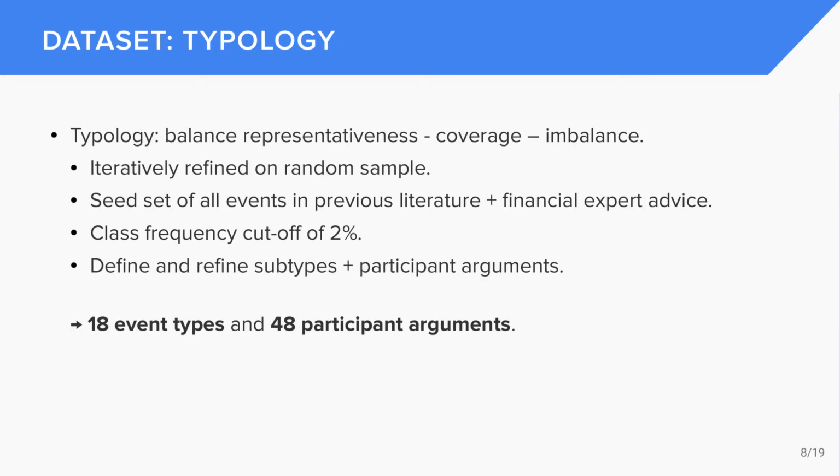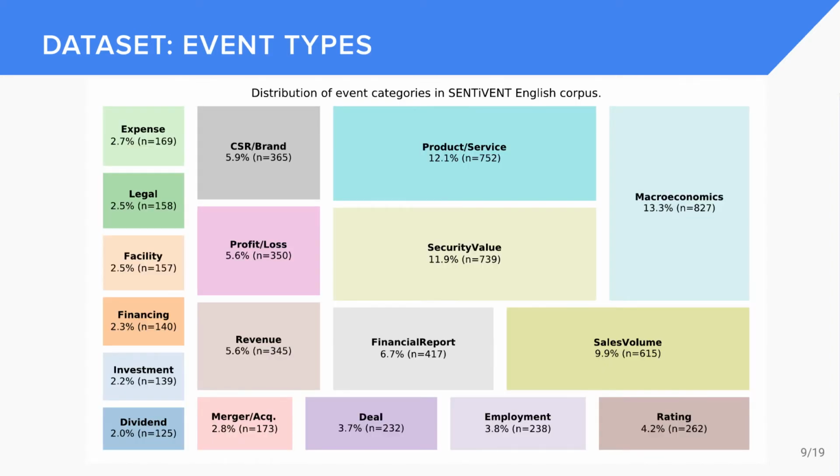Supervised event extraction always starts from an event typology, which specifies the event types and their participant arguments. We created a typology using iterative refinement, and this yielded 18 main event types and 48 unique argument types. As you can see in the event type frequency overview, the class imbalance is fairly large, but that's a trade-off we took for representativeness. The smallest classes are dividend, expense, financing, investment, merger acquisitions, and legal.